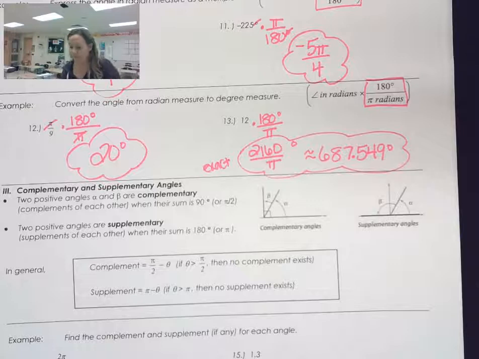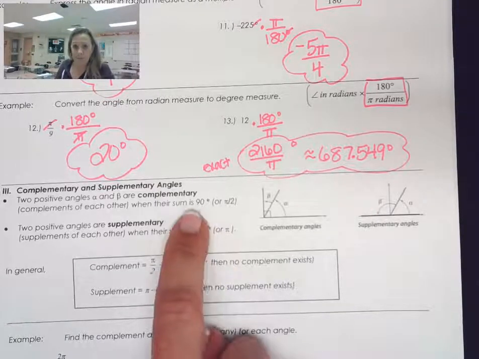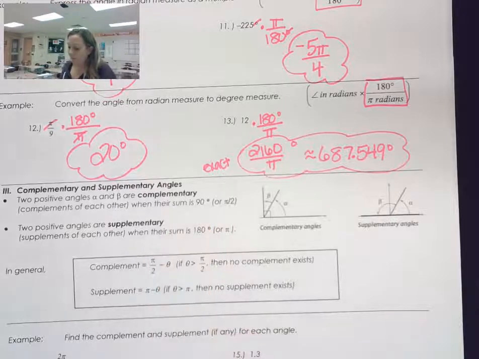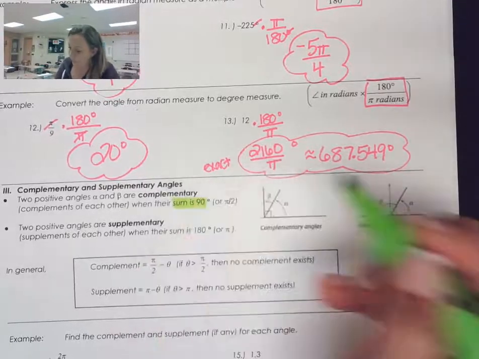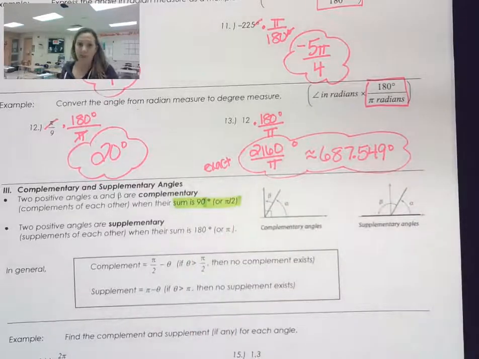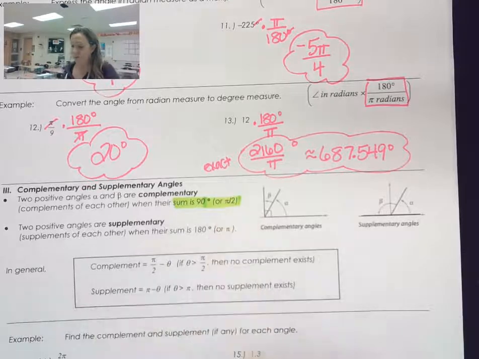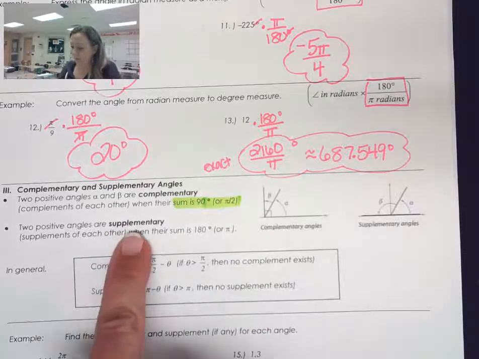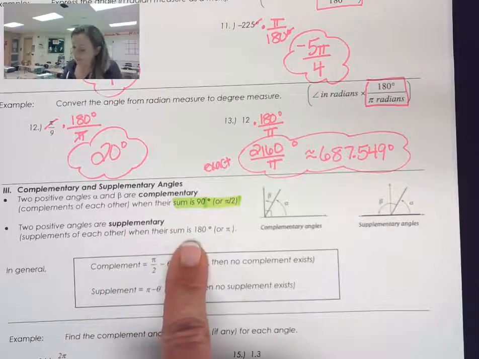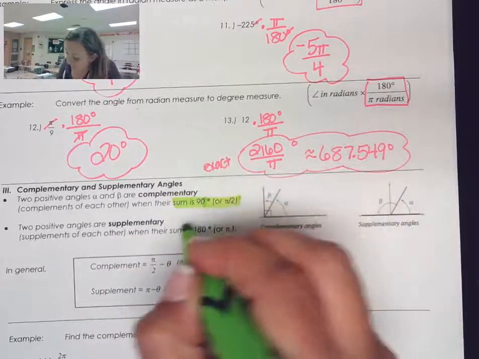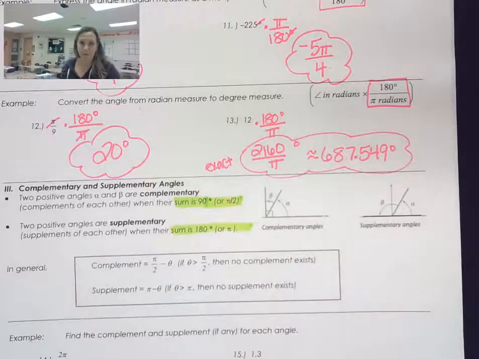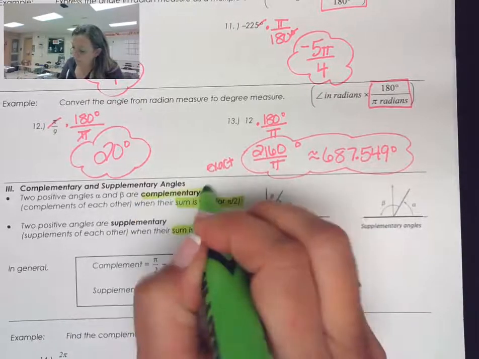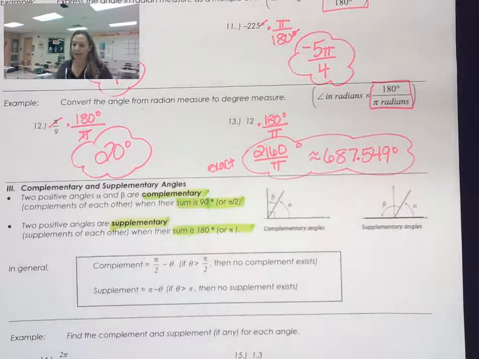Lastly, complementary versus supplementary angles. We know that complementary angles is when their sum is 90. The thing is, now that we've talked about radian measurement, we want to make sure that we're also thinking about the radian equivalent. So it's when two angles sum to pi over 2. Similarly, two positive angles are supplementary when their sum is 180 degrees, but now we know that that's the same as saying that their sum is pi. So that's the difference between complementary and supplementary angles.